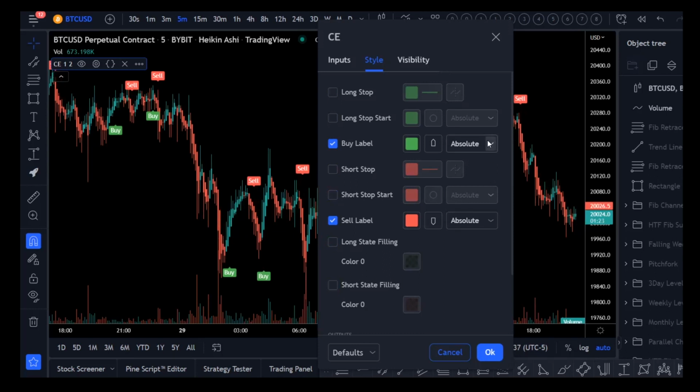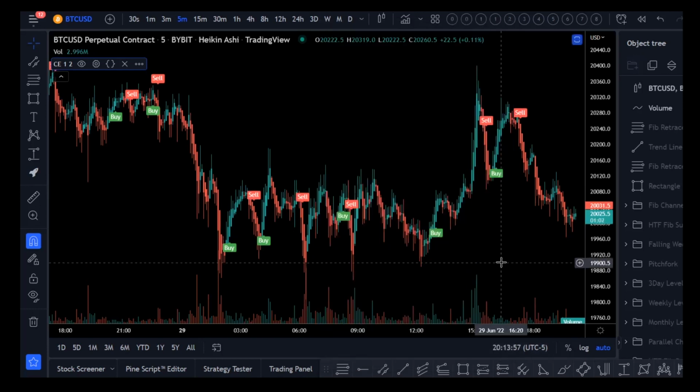And then because I want the buy signals and the sell signals to be a little bit closer to the price action, we're going to change the absolute here to below bar. Okay, and then we're going to change the absolute here on the sell label to above bar. So that way it's closer to the price action. It's just, I don't know, a preference.